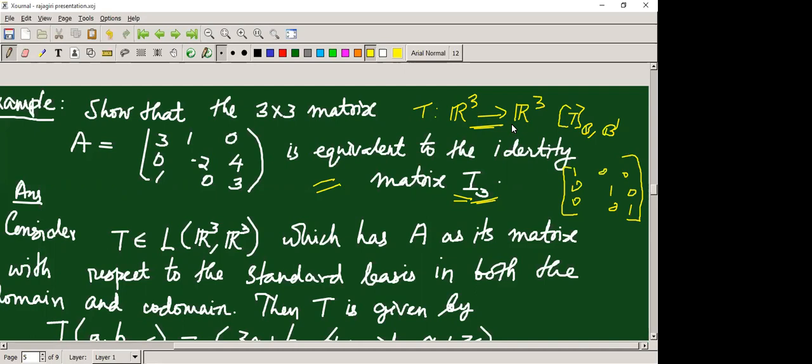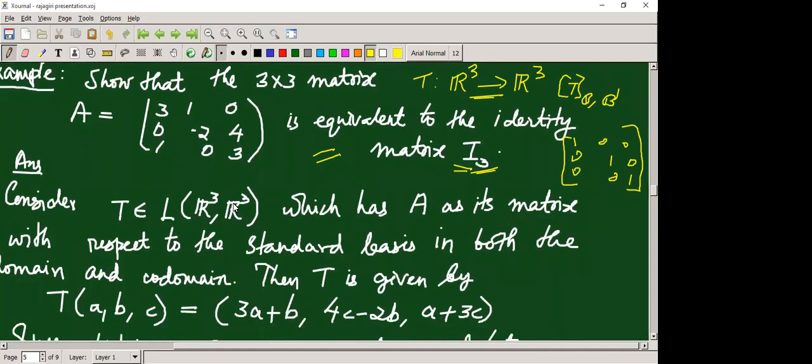So you write this linear transformation in two different ways, using two different matrices. So what is the method here? Consider T belongs to L(R3, R3), a linear transformation from R3 to R3, which has A as its matrix with respect to the standard basis in both the domain and codomain.